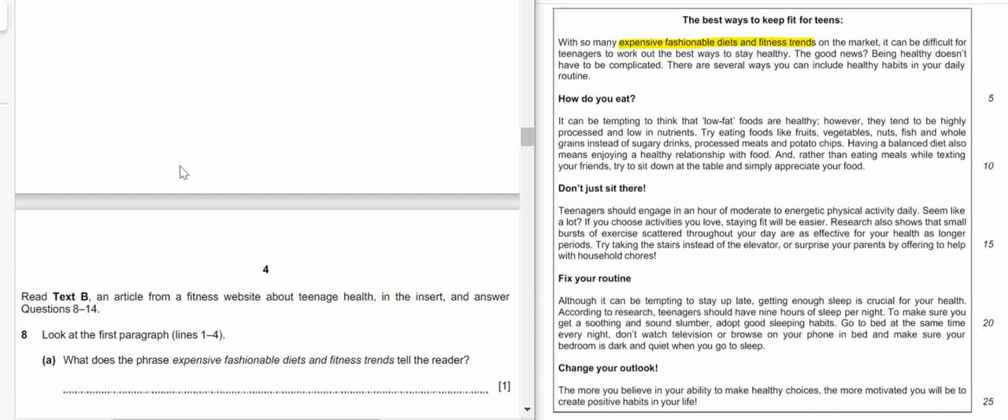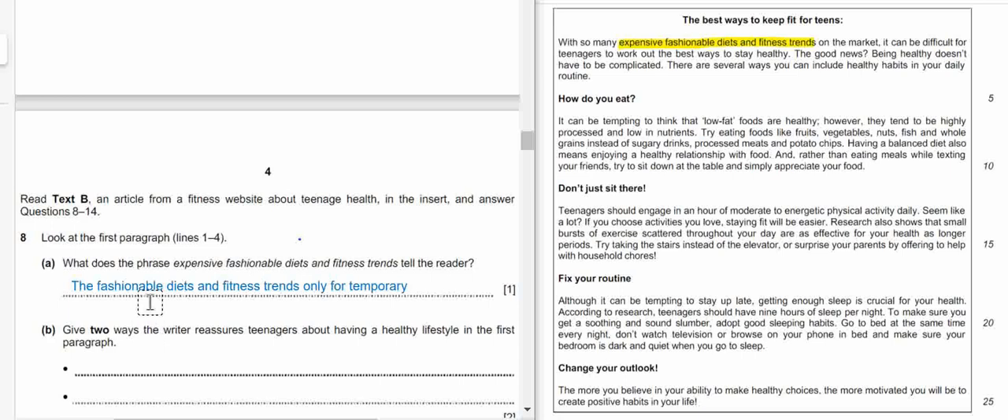So have you got your answer? Let's reveal it. The answer is the fashionable diets and fitness are only temporary. So the phrase means expensive, fashionable diets and fitness trends on the market, with so many, meaning they are only temporary. Fashionable diets and fitness trends are only for now, right? They're only for the short term.